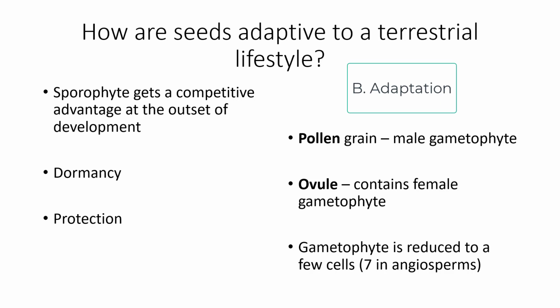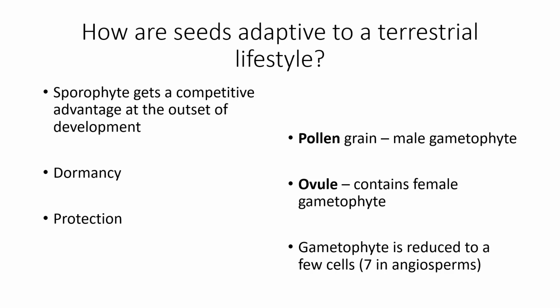The sporophyte gets a competitive advantage when it begins developing. A spore is very small, but a sporophyte is comparatively enormous. Seeds also allow for a certain level of dormancy, and we're going to look at plant hormones that actually help break or create this dormancy. And the seed, of course, has a seed coat, which is protection from the elements and protection even from the guts of animals. An adaptation here is a pollen grain instead of a spore.